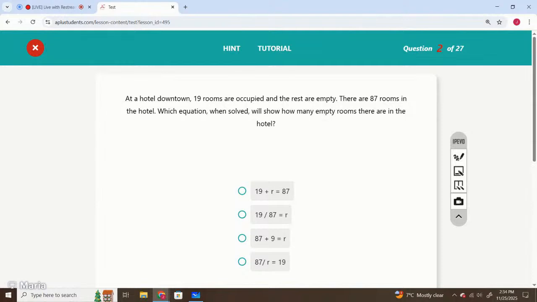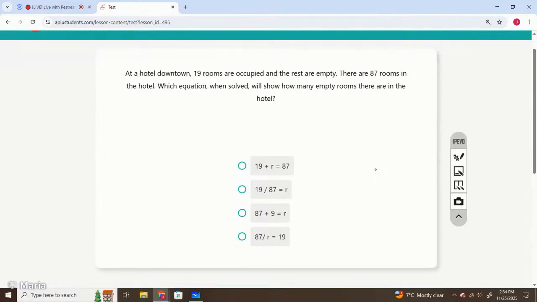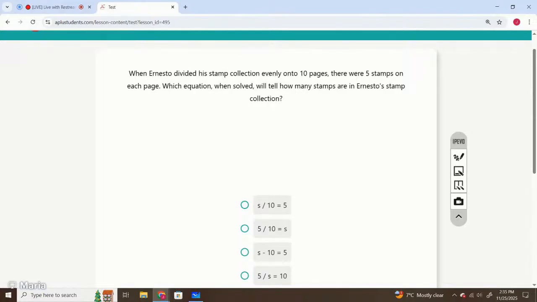At a hotel downtown, 19 rooms are occupied and the rest are empty. There are 87 rooms in total. Which equation, when solved, will show how many empty rooms there are in the hotel? That is 19 plus R equals 87. Option number 1 is the correct option.